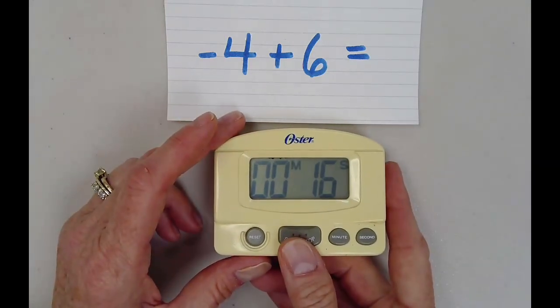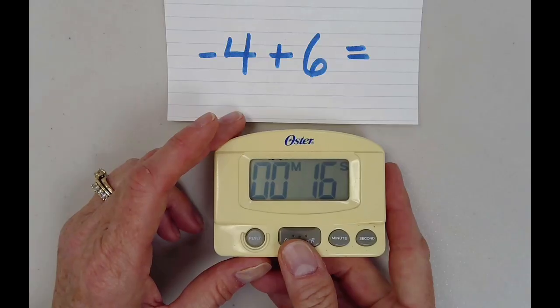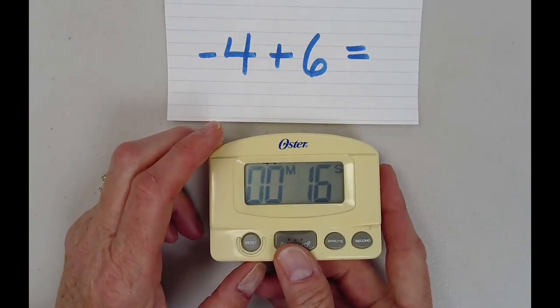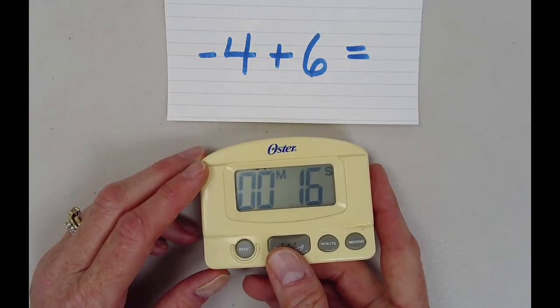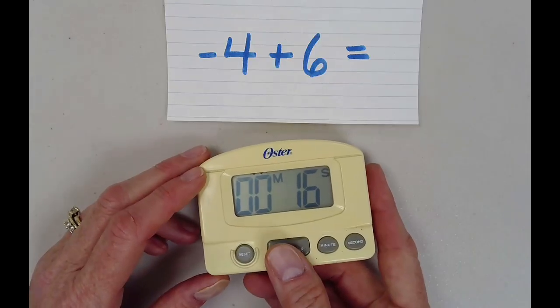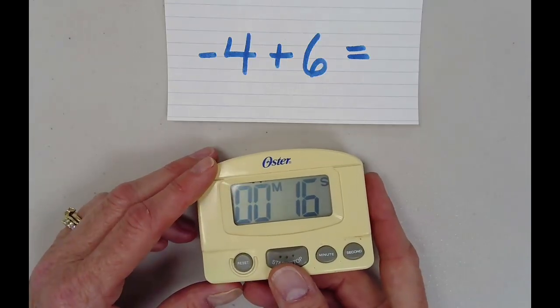All right. Show me your boards. Put them up so I can see them. I see on everyone's how many zero pairs? How many zero pairs? 4 zero pairs. What's my final answer? 2. Nice. All right. Now give the board to the other person. Erase.